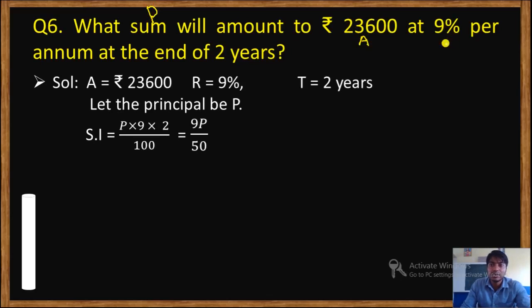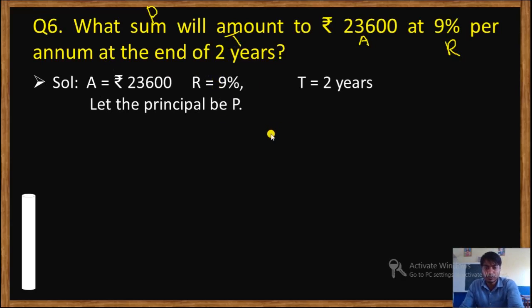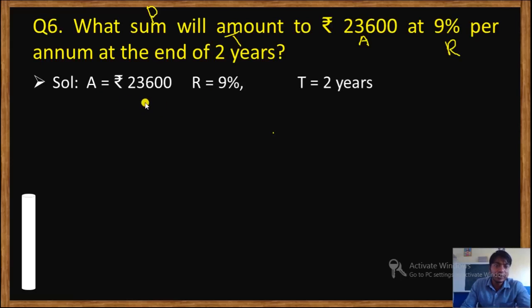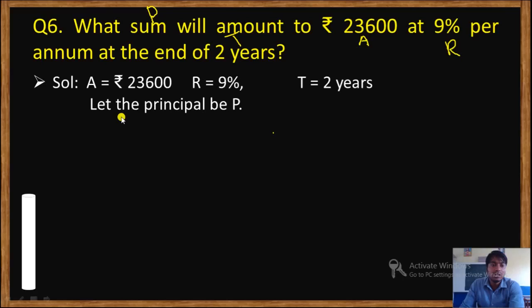at 9% per annum. This is rate here. Okay, at the end of 2 years. This is time here. Okay, now you can see we have amount, rate and time. Okay, you can see simple interest also we don't have, and we cannot apply the formula to find principal because we don't have simple interest. Okay, then how to solve this type of question? So first let the principal be P.